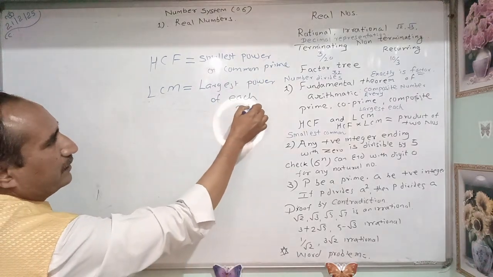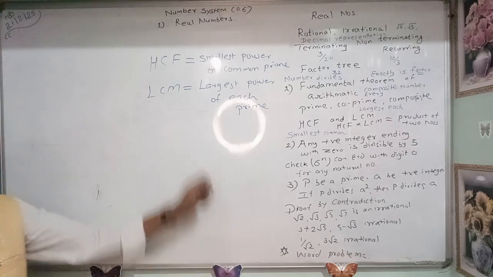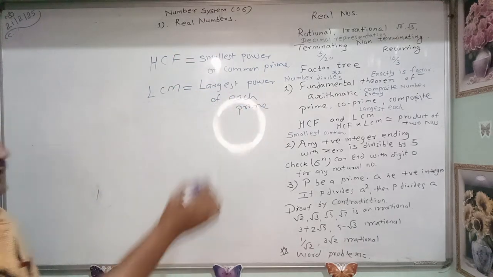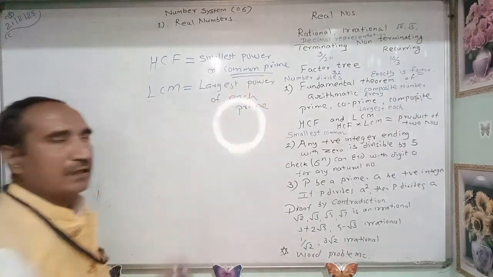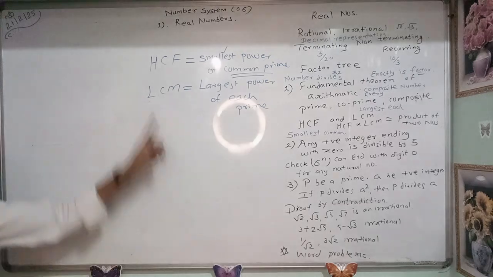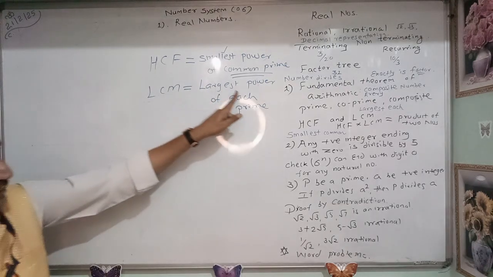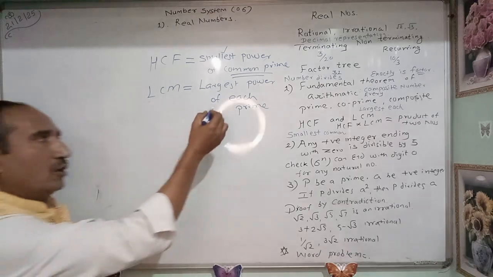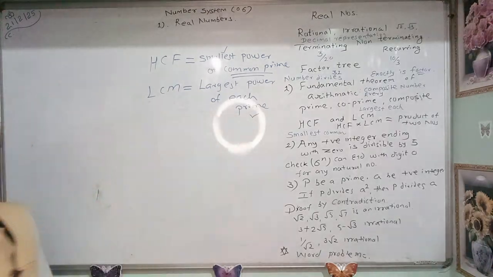This word prime is very important. We have to find the primes first, and then if we take the common primes and their smallest power, that is called HCF. If we take all prime factors and their largest power, then the product is the LCM.